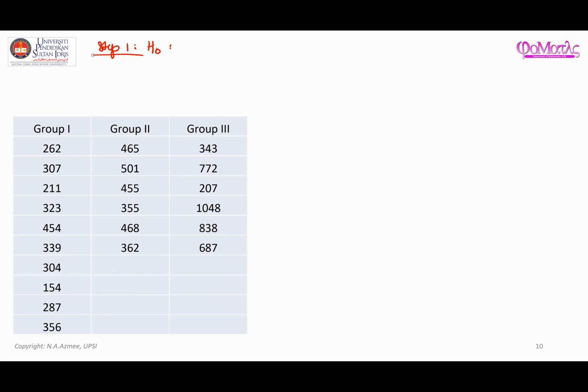H0 here, we can write down properly like this: the median cortisol levels are all the same. So the keyword here is same or similar or equal. This is the keyword used in the construction of the null hypothesis. The median cortisol levels are all the same among the three populations represented.